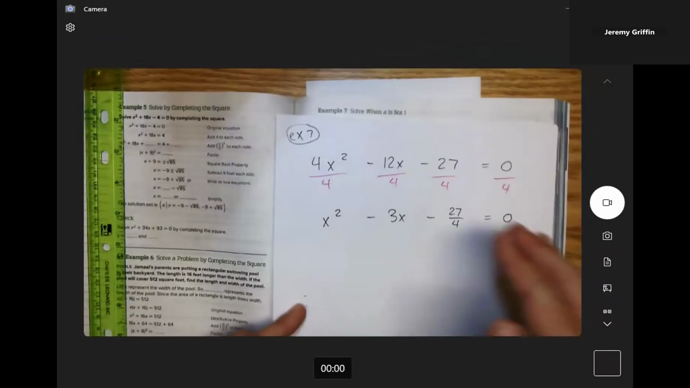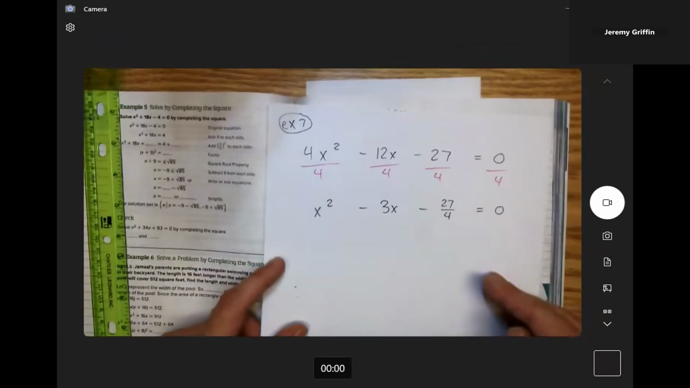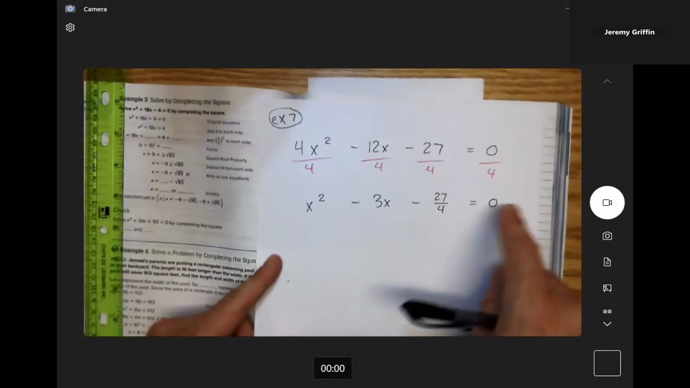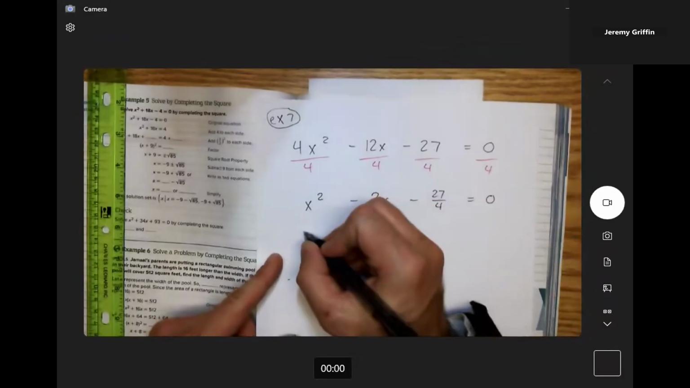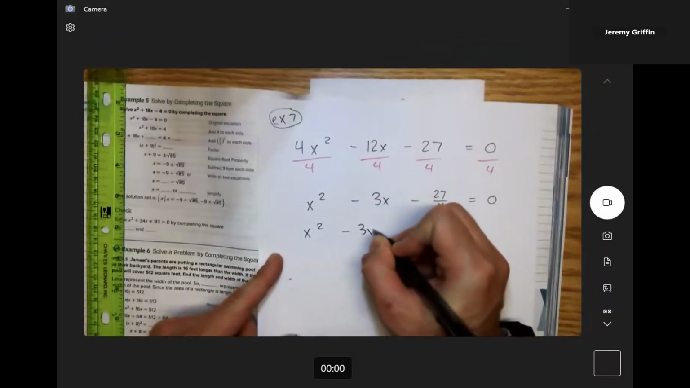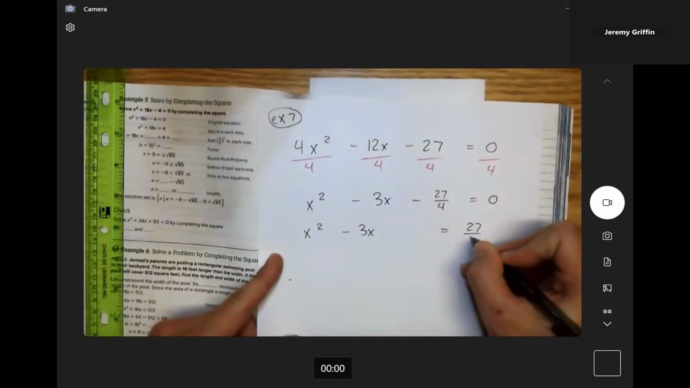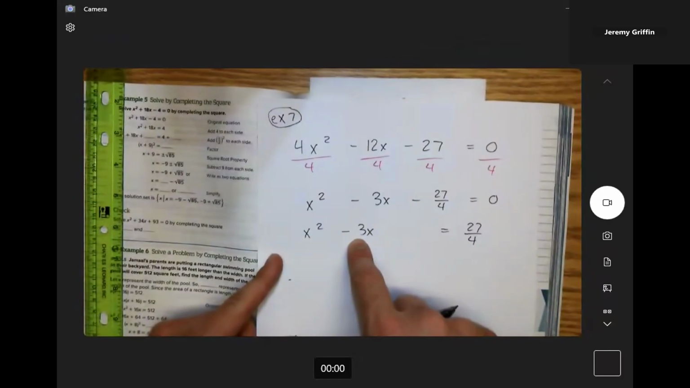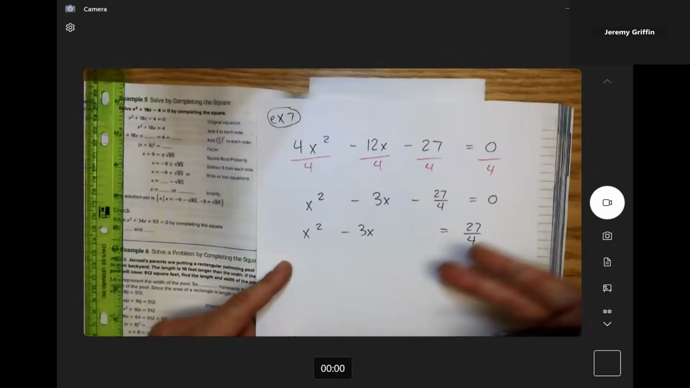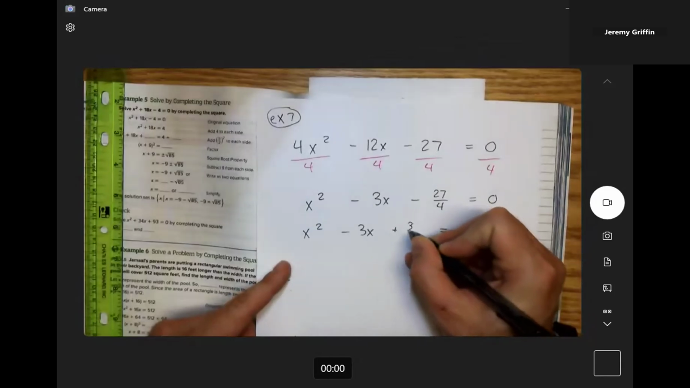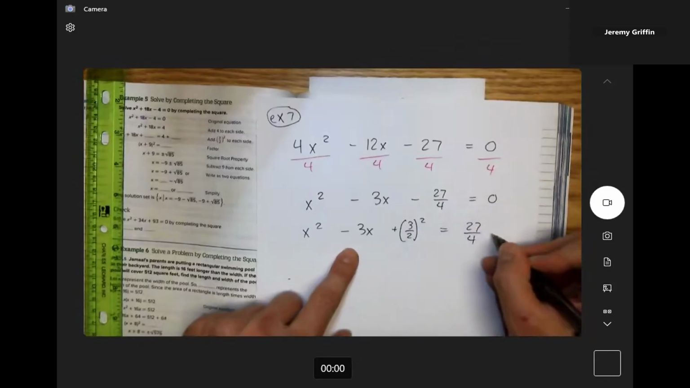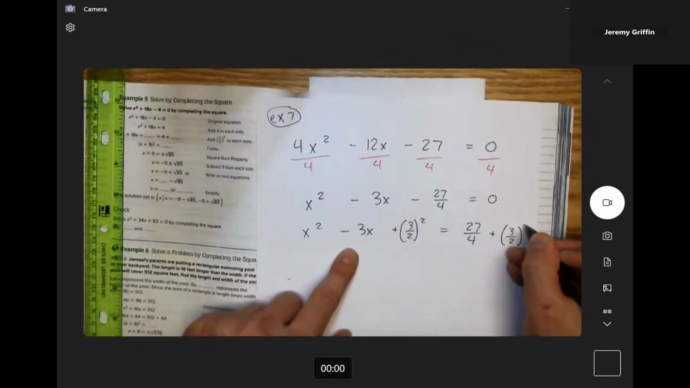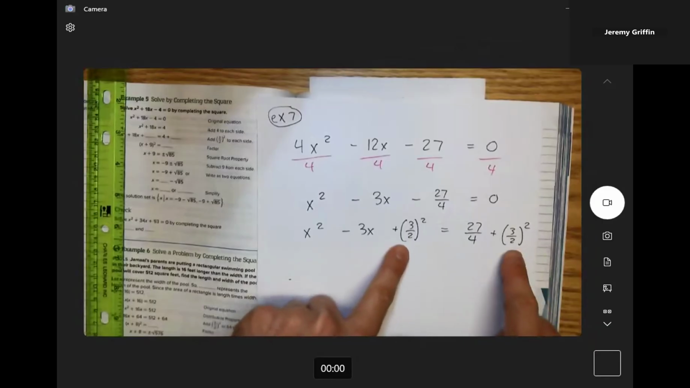From here on out, there might be different ways to solve it, different paths in the forest. I'm just going to add this funny fraction over to the other side to get it out of the way. X squared minus 3x equals 27 over 4. How I want to continue is the same way I did the last one. Half of 3 is 3 over 2, and if I square that, I know I would need that eventually by doing this completing the square process. I'll add half of the b term, squared, on both sides so I can balance the equation. As long as I add it to both sides, the equation is still balanced.